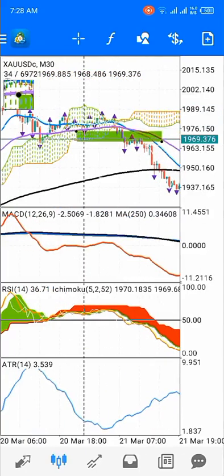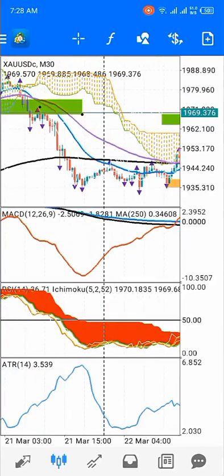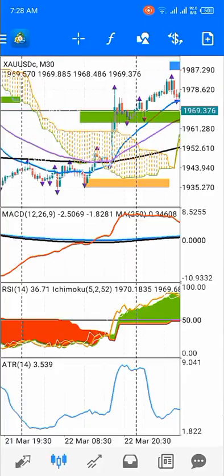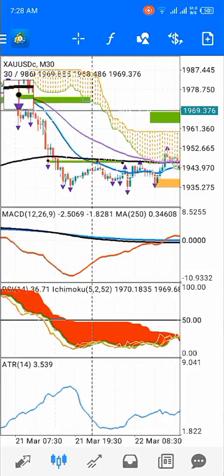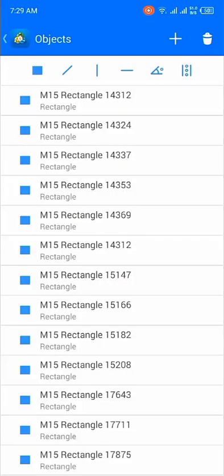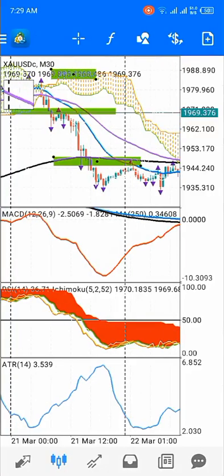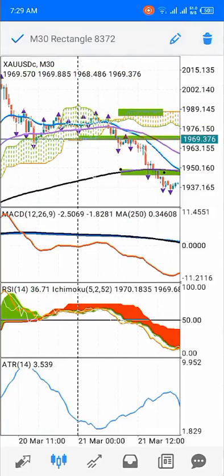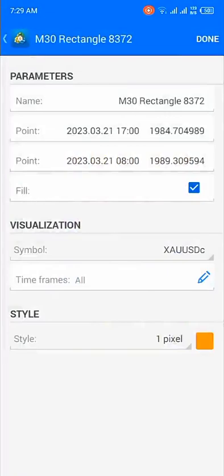This is another example of how to sell XAUUSD using this strategy. That's a good point to place a sell trade, when price is below all the indicators except for the black line. That's a good point to place your sell trade, and at this particular point is where you can place your stop loss.